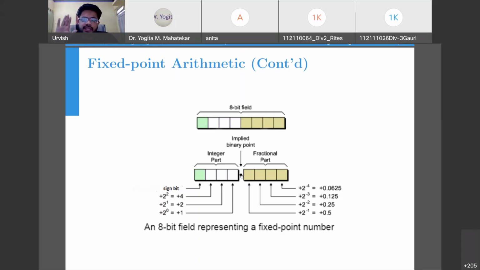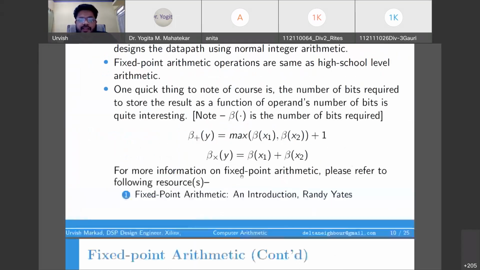I hope the mathematics which I explained was clear. If not, feel free to interrupt me, and I'll explain it once again.